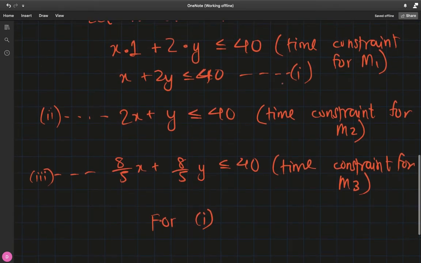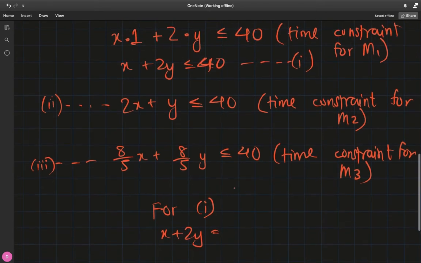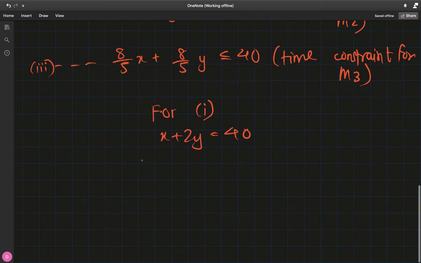So now for 1, convert this into an equality. So we have x plus 2y is equal to 40. Now find two important points. Set x equal to 0 and you'll get 2y is equal to 40, or y is equal to 20. And then the other point where you set y to be 0, you have x as 40. So these are the two important points required for sketching this line later on with the graph.